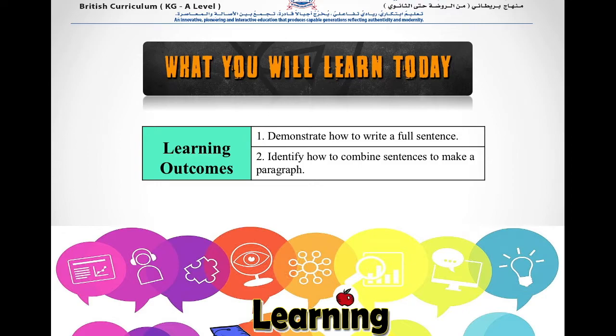At the end of today's lesson, you are going to demonstrate how to write a full sentence, which means that you will write a full sentence and then you will identify how to combine sentences to make a paragraph. So when you are done writing your sentences, you are going to put them together to make a short story, and that is what a paragraph is.